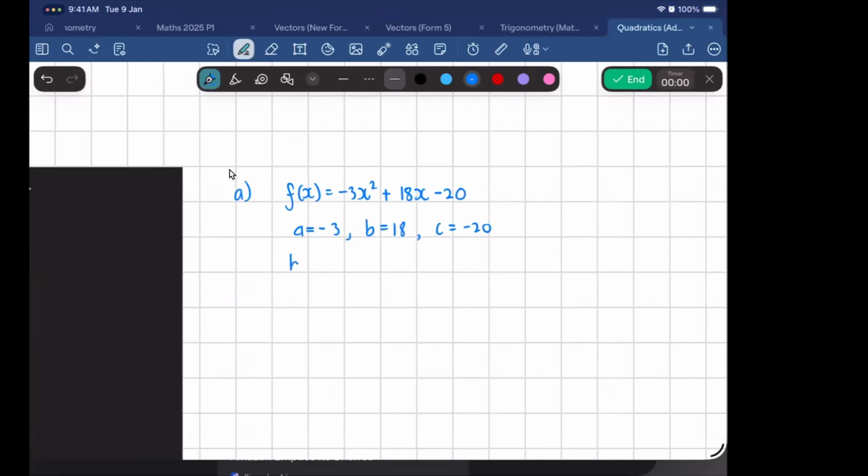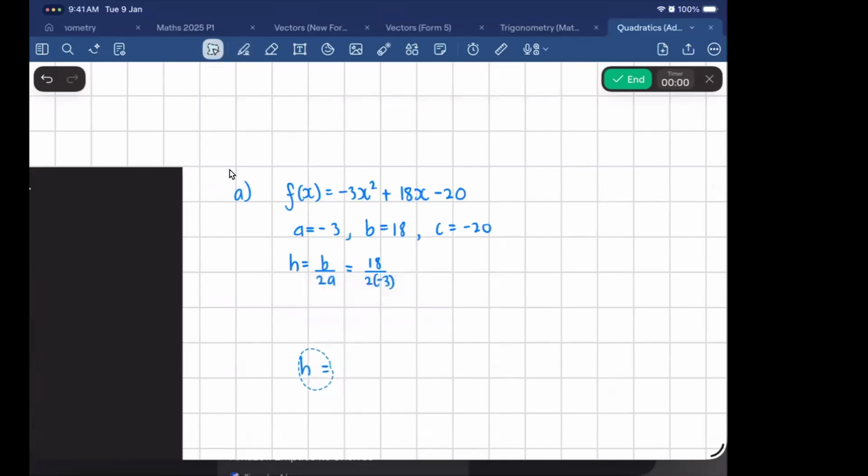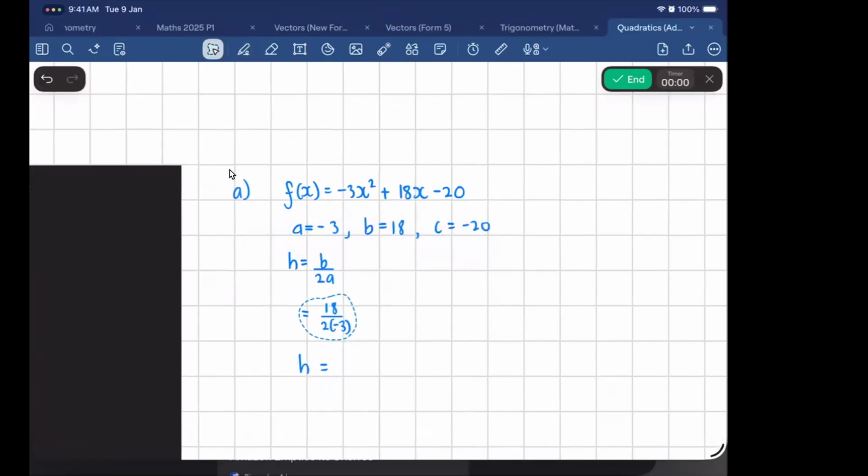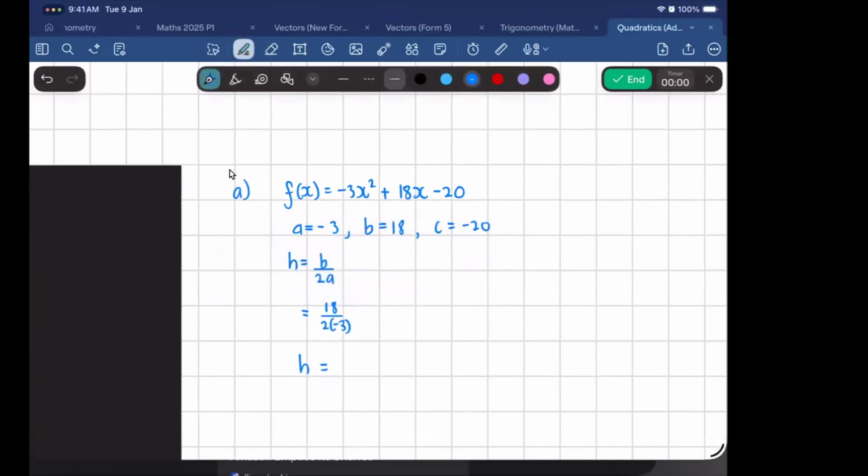What is H, which is negative B over 2A? Right, which is 18 over 2 by negative 3. Right, 2 by negative 3. What is 18 divided by negative 6? Negative 3. But yeah, you're right, it'll be negative 6, negative 3, yeah.